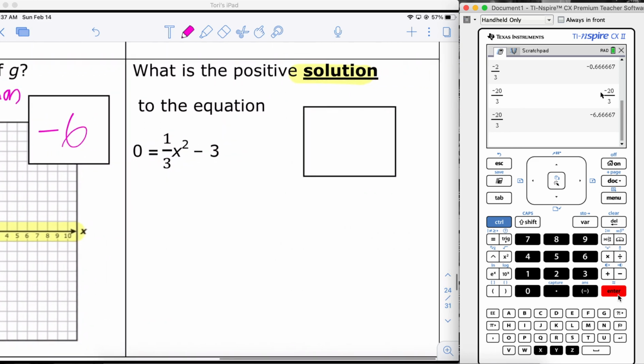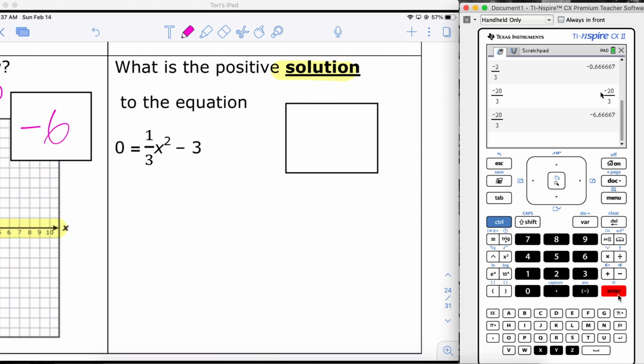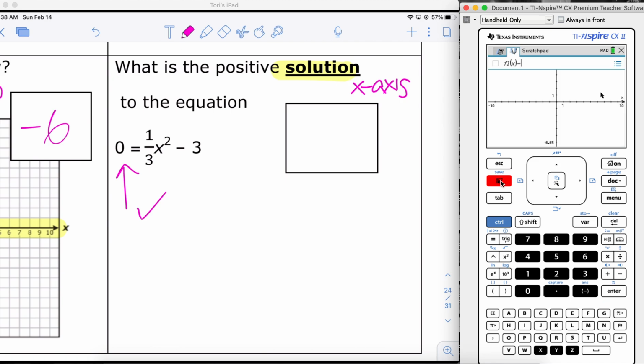We have one more of these. Let's look. What is the positive solution? So solution again means where you hit the x-axis. Now, that one obviously we can't do just from what's given to me. I'm going to need to put it in a calculator. I'm lucky it already equals 0, so check mark on that. Let's go to the graph. Scratch pad again lets me type the graph. I'm going to make a fraction, control divide, 1/3. We're going to use x squared, and then a -3.